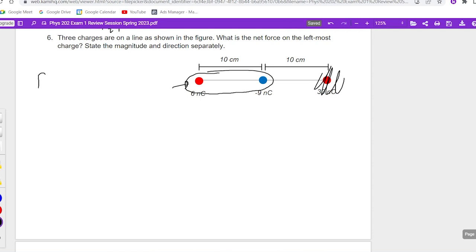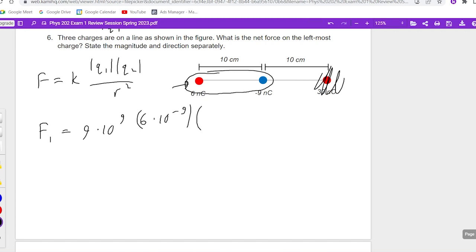Now again, the equation for force is K, absolute value Q1, absolute value Q2 over R squared. So that force, I'll call it force 1, equals K, which is 9 times 10 to the 9th, times charge 1, which is 6 nanocoulombs. Remember that nano is 10 to the negative 9th power. Charge 2 is negative 9 nanocoulombs. I'm not going to write negative 9 though, because again I use absolute value. So it's 9 times 10 to the negative 9th.